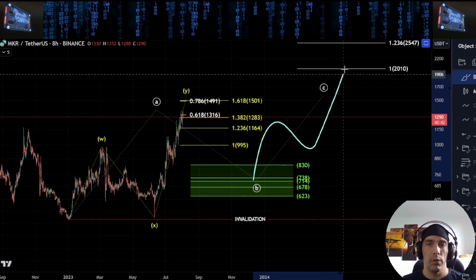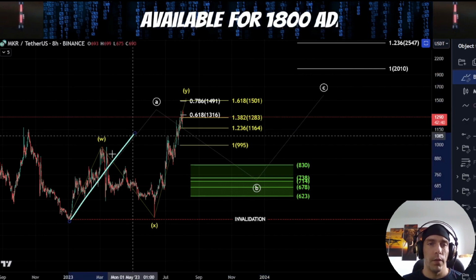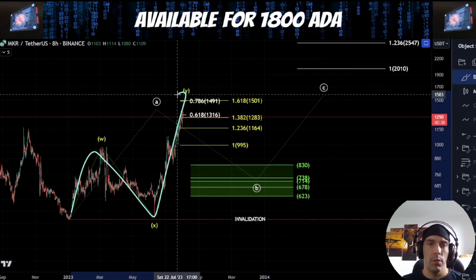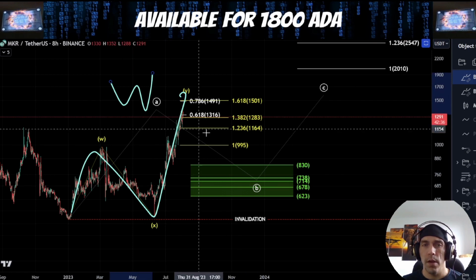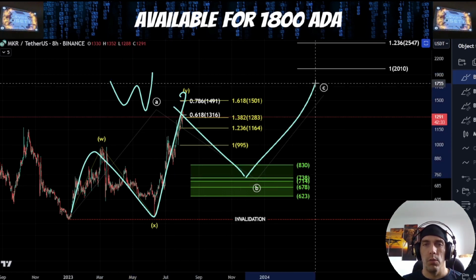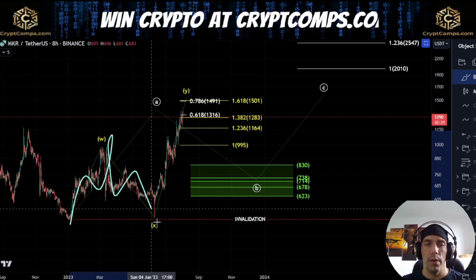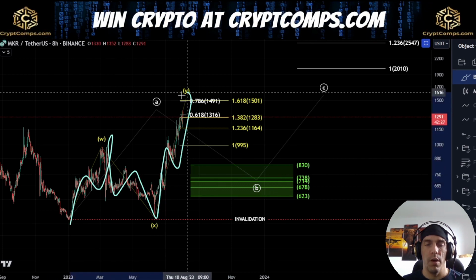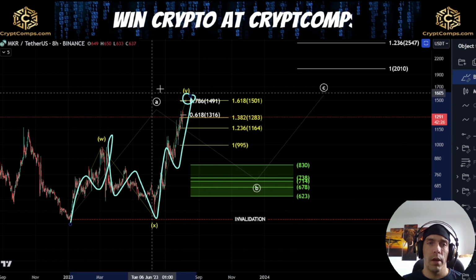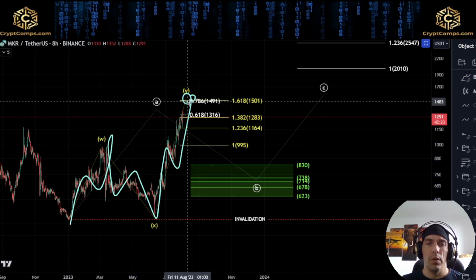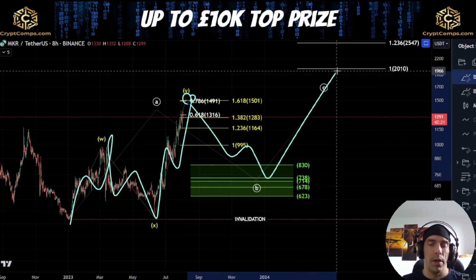Now it could also be a 3-wave move. If we want to argue that this is rather A, B, and C, then we could argue this is a W wave here. This would become our X wave, and then we'd look for a Y wave. Alternatively, if we're going to look at this as a 3-wave move up, 3-wave move down, another 3-wave move to the upside, then this would have to be an A wave, and then we'd be looking for that possibility of this B and a C.